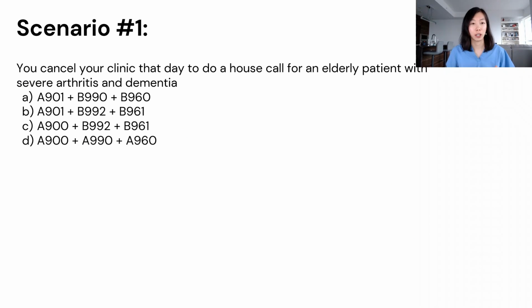So the first scenario is you cancel your clinic that day to do a house call for an elderly patient with severe arthritis and dementia. What do you bill? Here I would pause the video, look up your SGFP document, see what you would bill, write it down, and the answer is C.